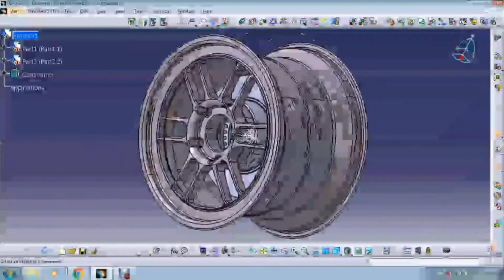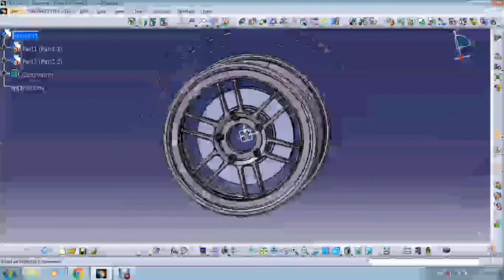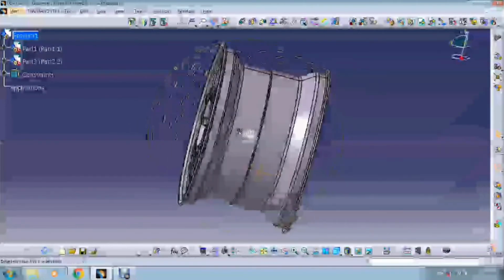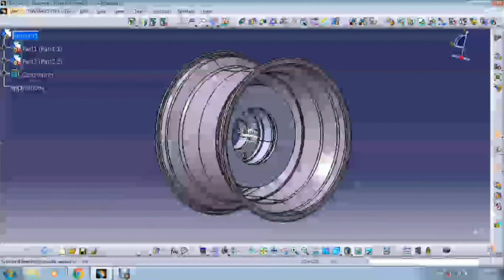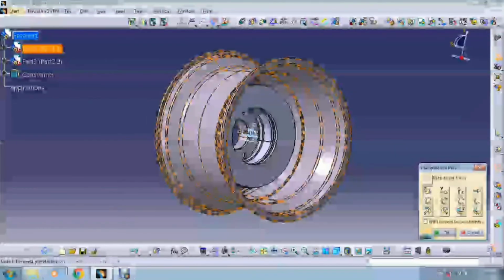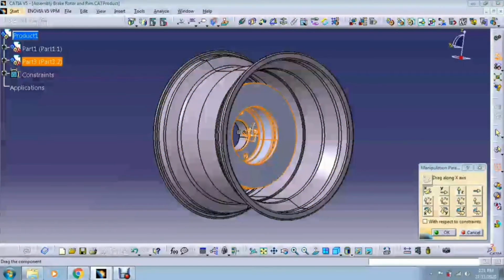So this is the assembly of the two parts, the rim and the brake rotor. The rim and the brake rotor were connected through the wheel stud.